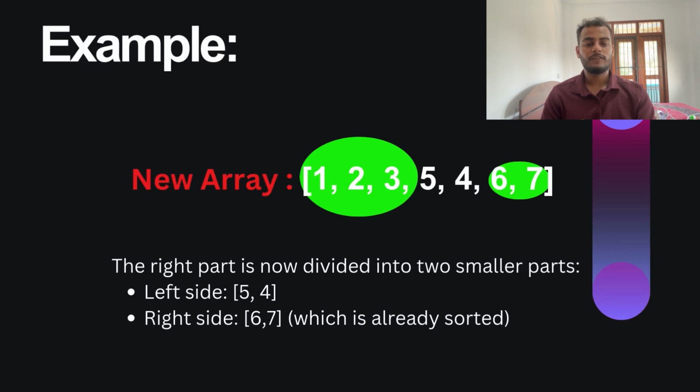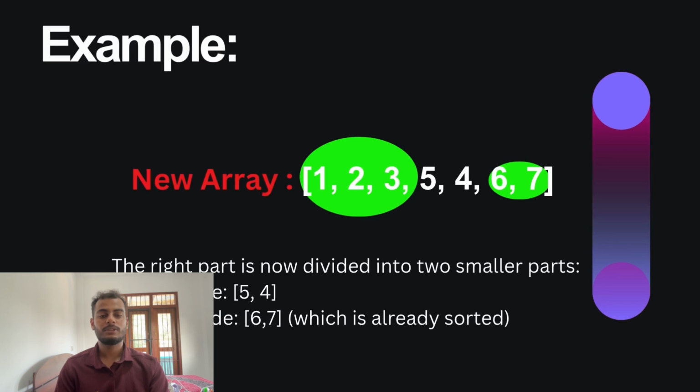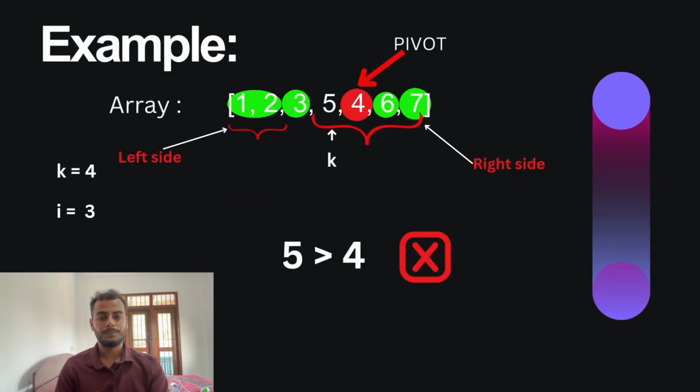Now we have left part and right part. The left part is 5, 4 and the right part is 6. Already 6 is sorted. Now let's sort the 5, 4. Let's take the pivot 4. The array before partitioning is 2, 1, 3, 5, 4, 6, 7. Start with i equal 3 and k equal 4.